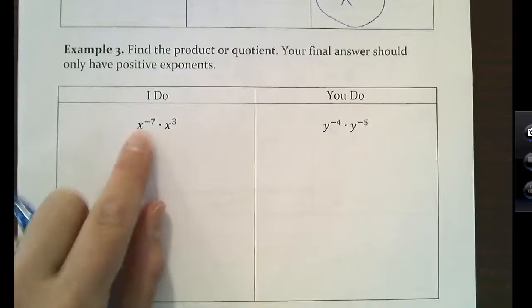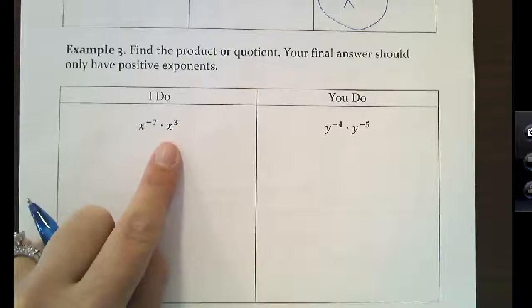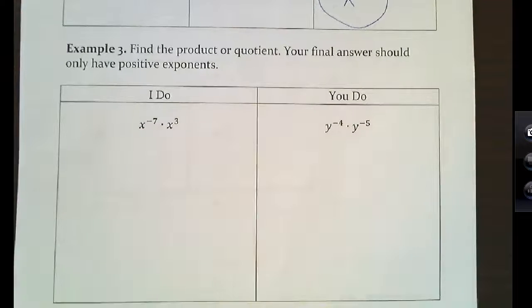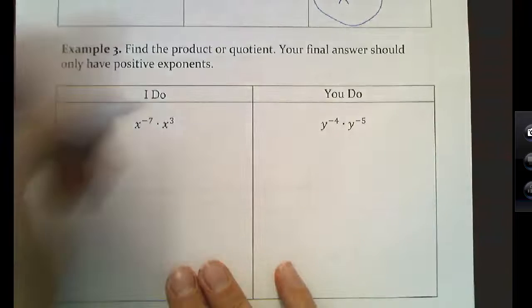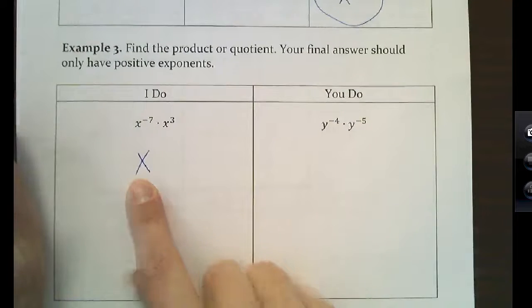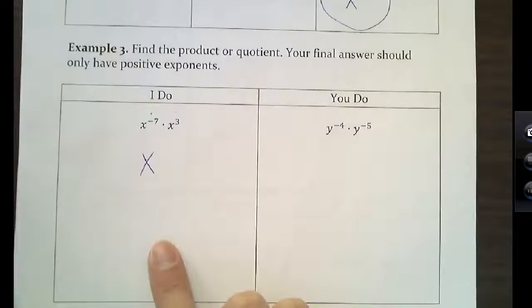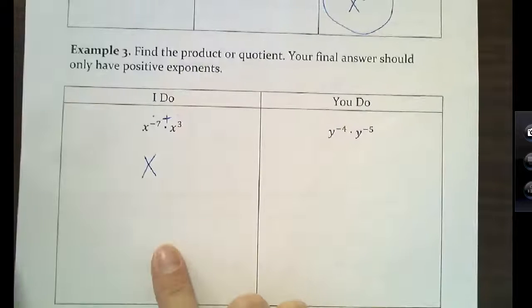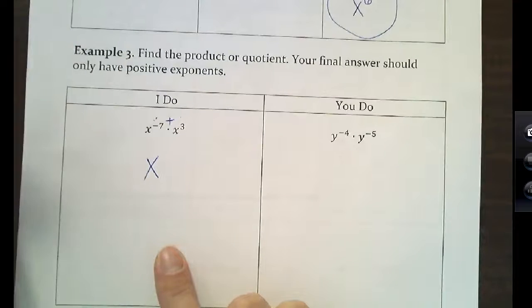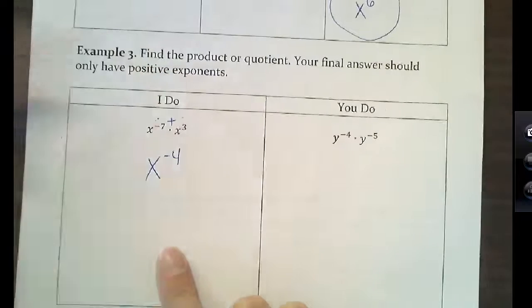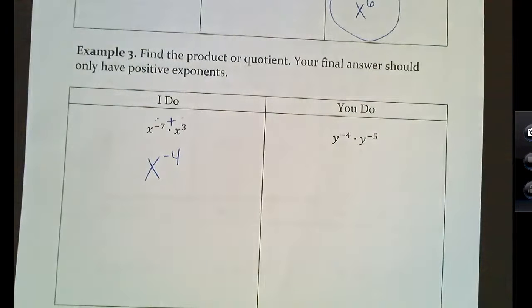So I've got x to the negative 7th power being multiplied by x to the 3rd power. We learned quite a few days ago, when we're multiplying powers, they have the same base. So what's my base for this example here? My base is x, right? If I'm multiplying powers with the same base, what do I do with their exponents? We add them together. What's negative 7 plus 3? Good, negative 4. So negative 7 plus 3 is negative 4.